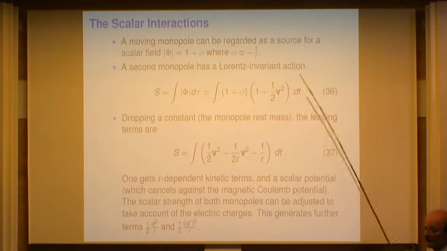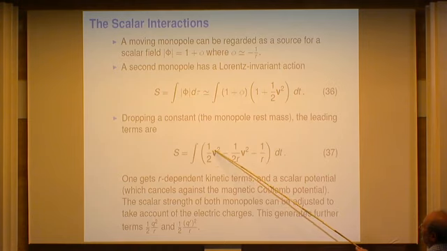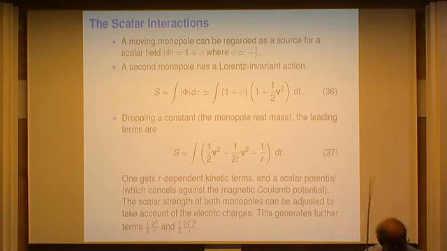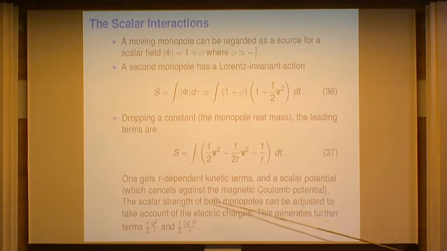It's sort of a modified kinetic energy. This is related to your question, by the way, about the circle. This term affects the velocity squared. And there's similar effects on chi dot squared. Right, so one gets R-dependent kinetic terms, like this one. R is the separation. And a scalar potential, that cancels. The scalar strength of both monopoles can also be adjusted, to cancel the electric charge.